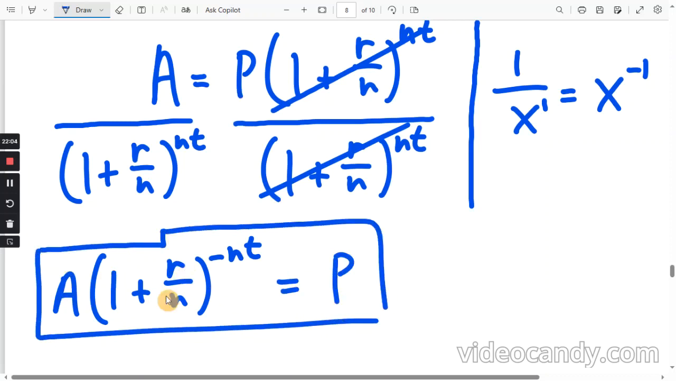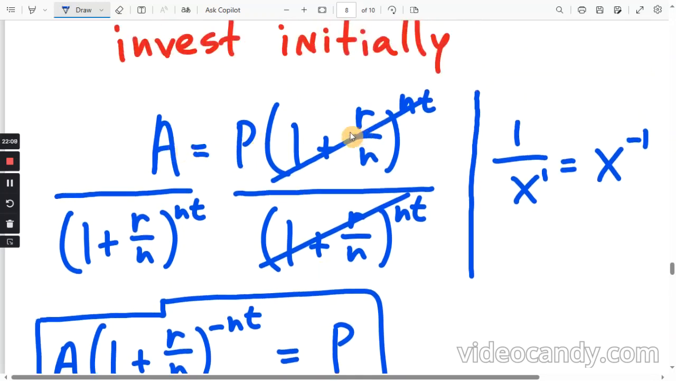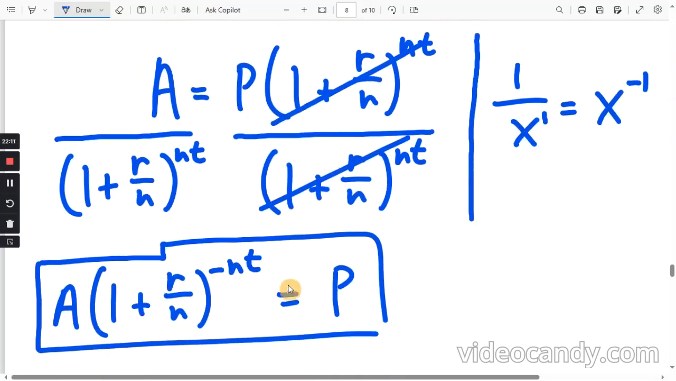Do you need to remember this? No, because you can always plug it into the original and then just solve for P. So you don't even have to start with this. If you only knew the original formula, plug in the numbers and solve for P. Either way, it's the same thing.